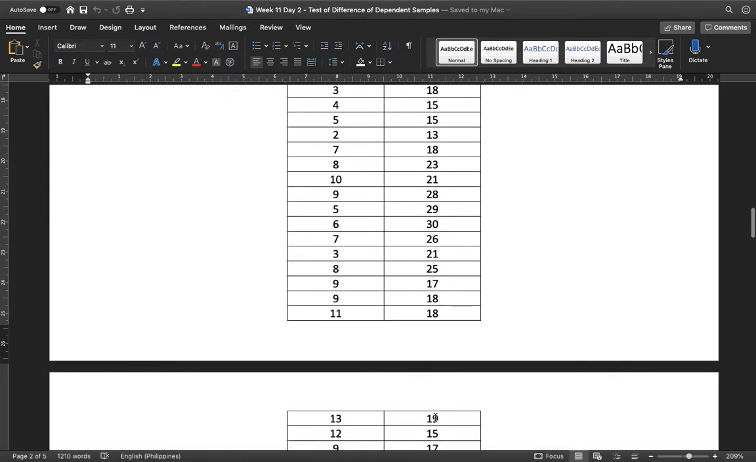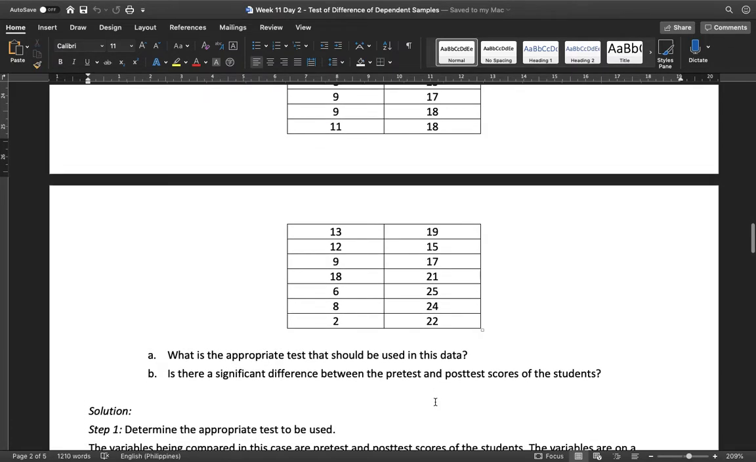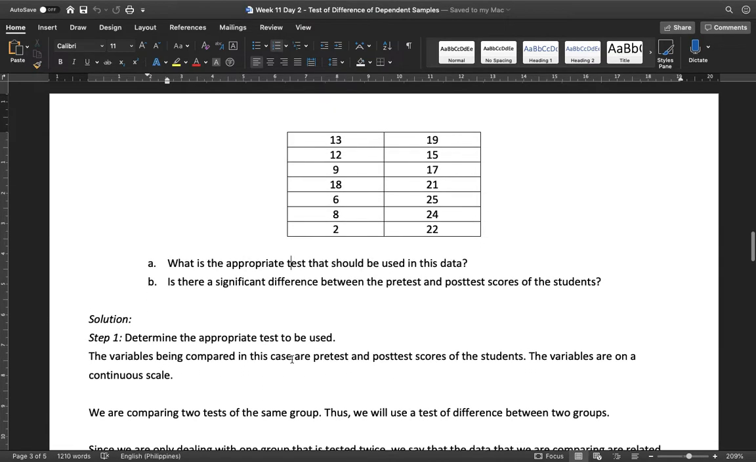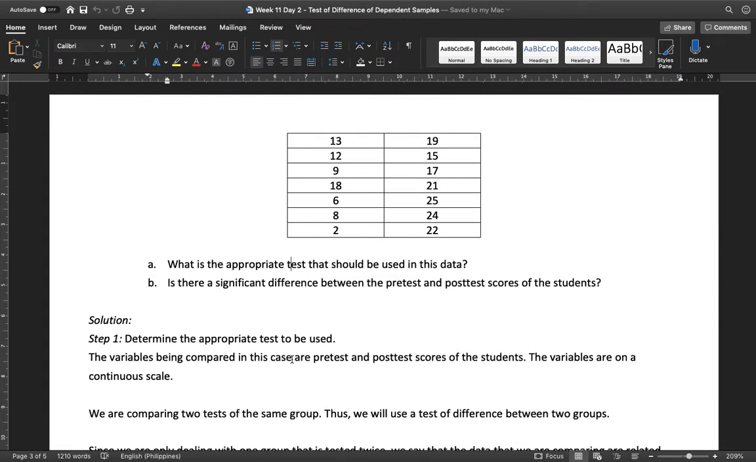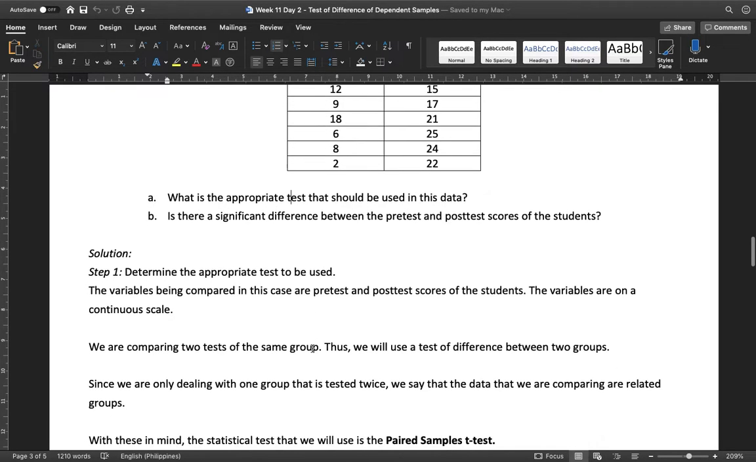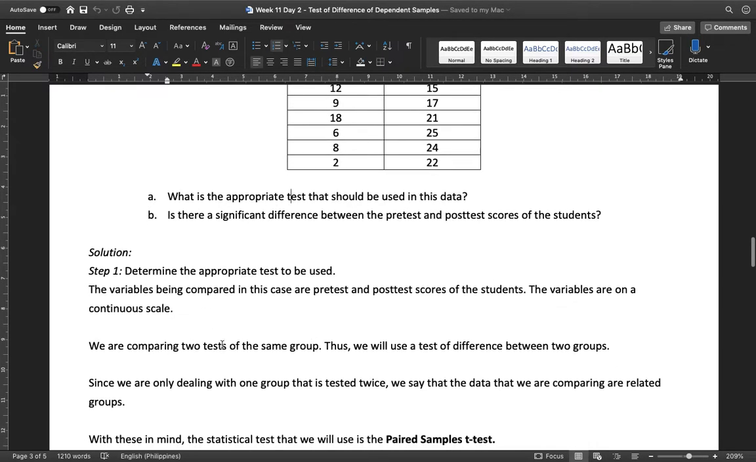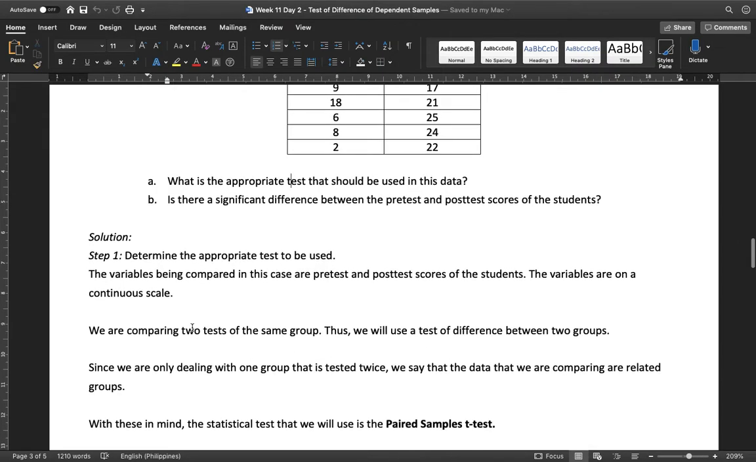Observe nyo, medyo nagbago, di ba? Tumaas. What's the appropriate test that should be used in this data? Is there significant difference between the pre-test and post-test scores of the students? So, ayun. So, step 1, determine the appropriate test. So, paano malalaman? We compare two groups. I will compare two tests of the same group.